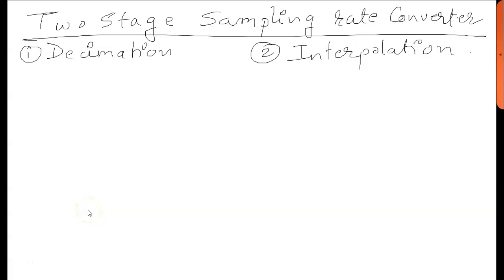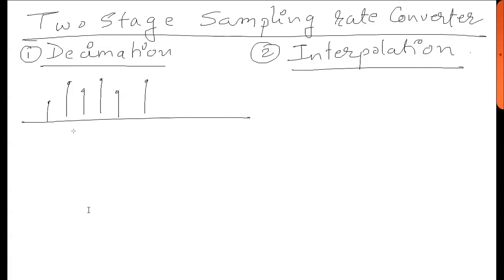Hello friends, we will see two-stage sampling rate converter. In this practical, two terms are most important, decimation and interpolation. In the decimation, suppose we are having this kind of sample.